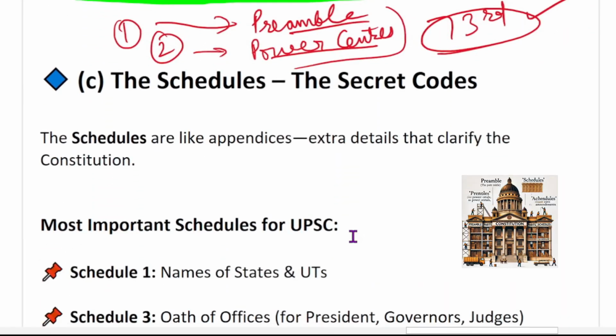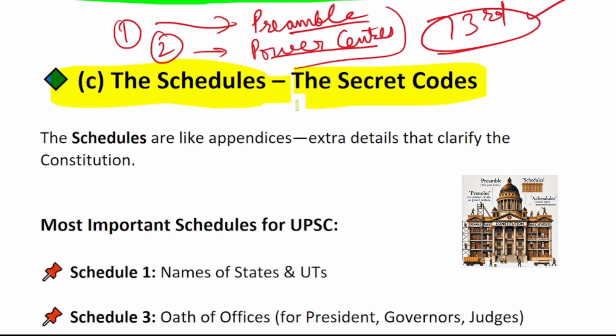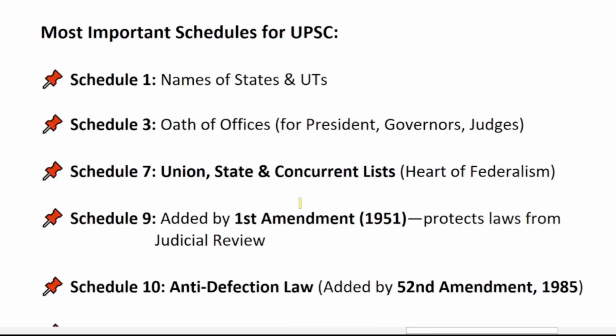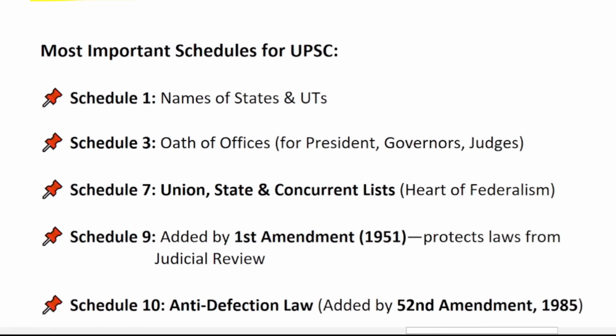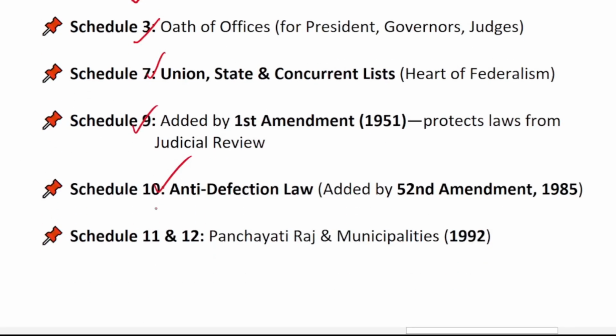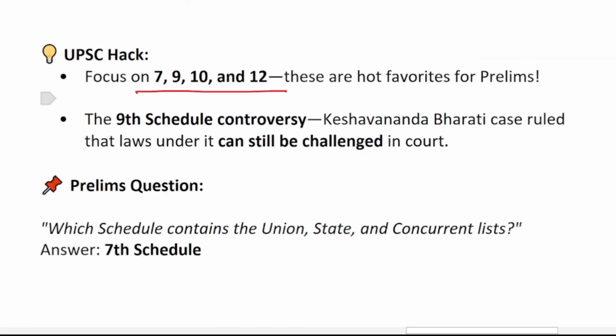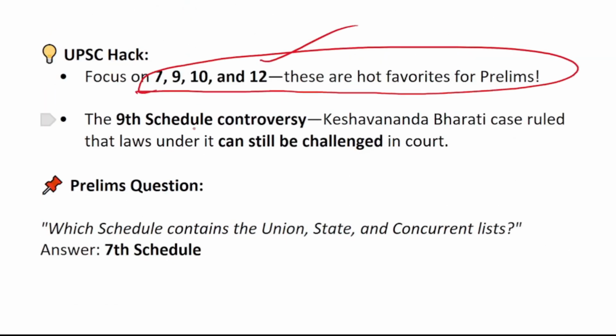The third important aspect of the structure of the Constitution of India is the schedules, which we can call secret codes. Schedules are like appendices, extra details that clarify the Constitution. So what are the most important schedules for UPSC? Schedule 1, 3, 7, 9, 10, 11, and 12. So 7, 9, 10, and 12 are hot favorites for prelims.